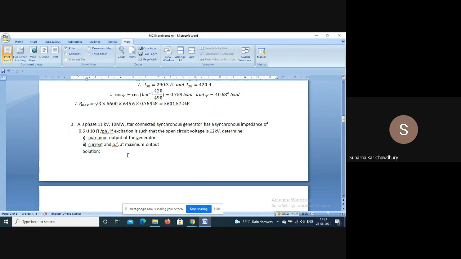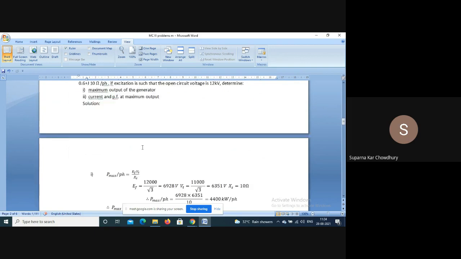The next problem is a three-phase, 11 kV, 10 megawatt, star connected synchronous generator that has a synchronous impedance of 0.6 plus j10 ohm per phase. That is, this is the resistance. If excitation is such that the open circuit voltage is 12 kV, determine the maximum output of the generator, the current and power factor at maximum output.